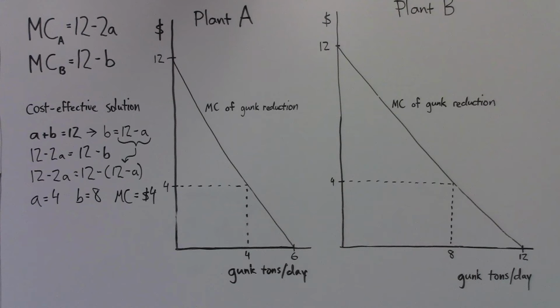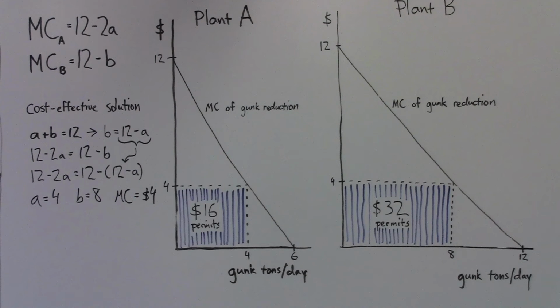If the government auctioned off 12 permits each day, they would auction for $4 each in a competitive bid, since the marginal cost of reducing gunk below a total of 12 tons is $4 for both firms. Plant A would purchase 4 permits and pay the government $16, and Plant B would purchase 8 permits and pay the government $32. This outcome is identical to the $4 gunk tax in the previous example.